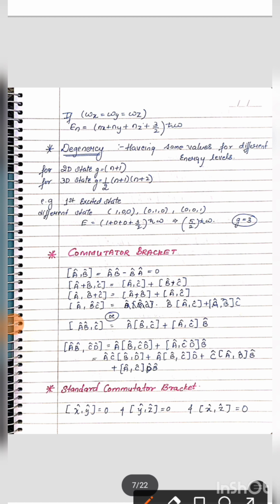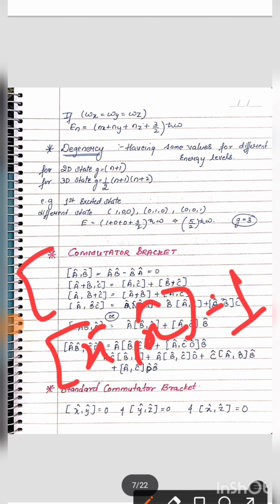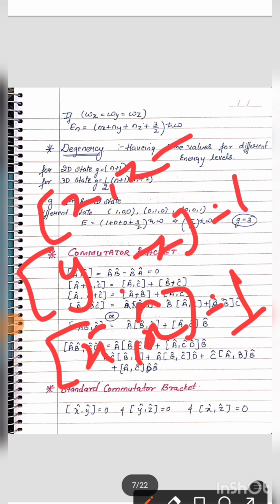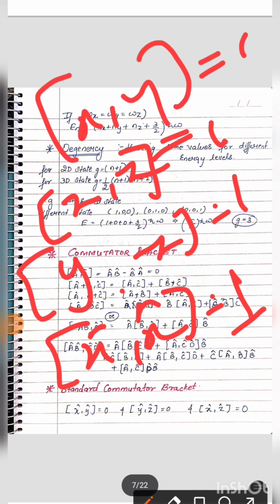Next, here we have to know a few of the standard commutator brackets, that is, x cap with respect to y cap is equal to 0, y with z is equal to 0, and x with z is equal to 0. Here, if it is the commutator of x cap with x cap, it is equal to 1. Similarly for y, similarly for z. For this it is 1, and for other combinations like x with y, the commutator is equal to 0.